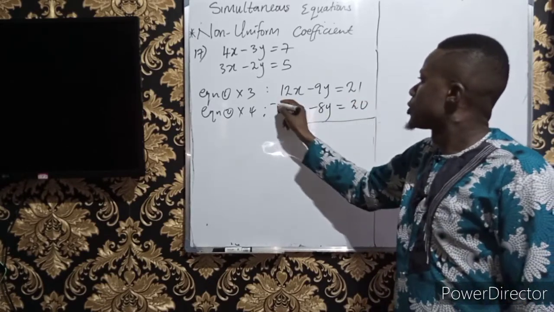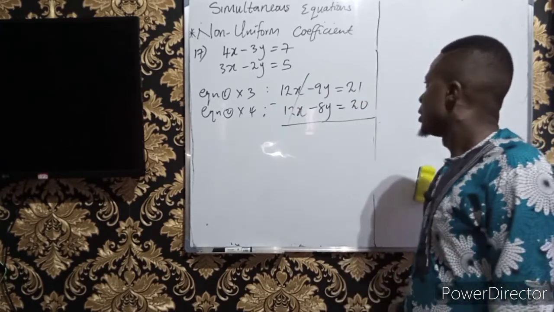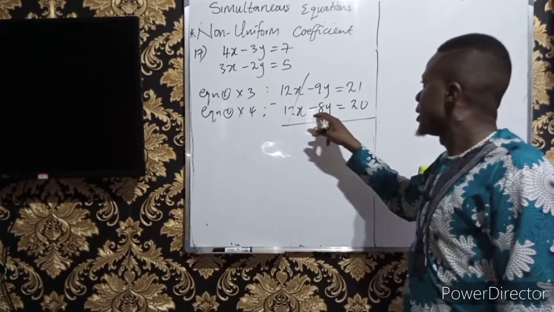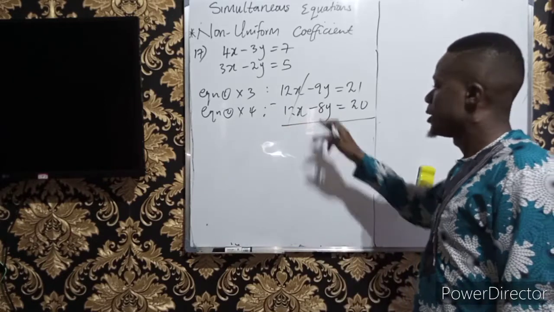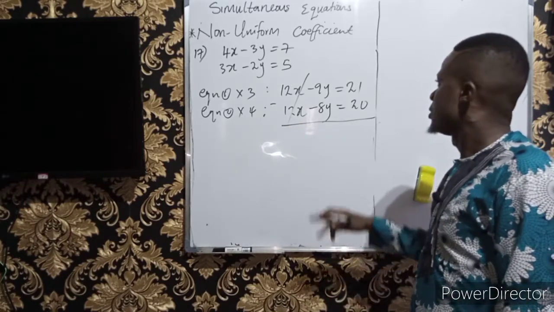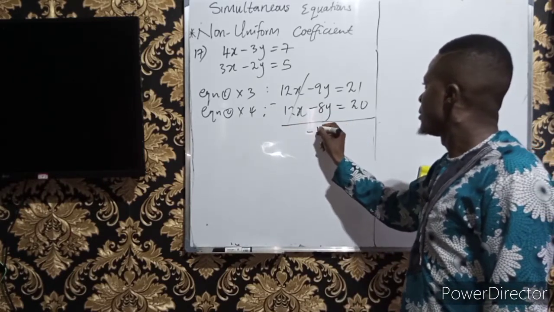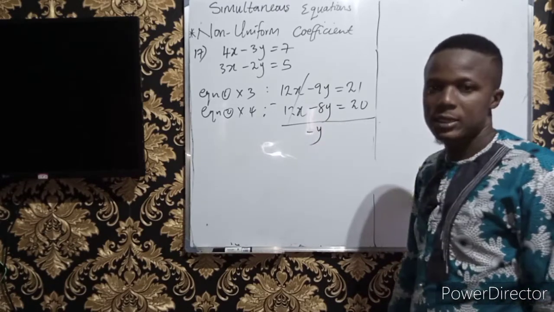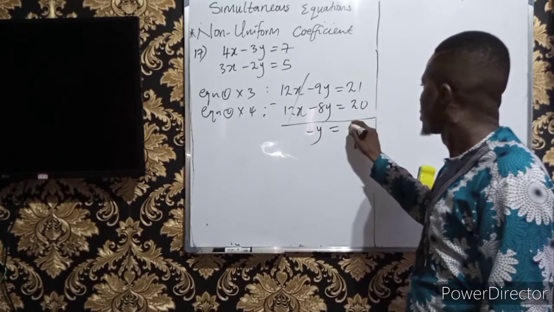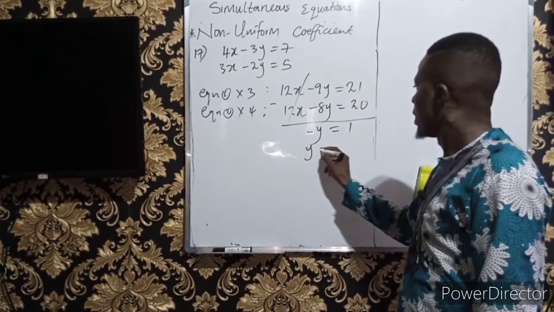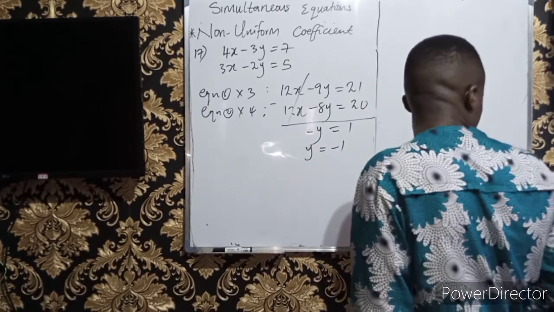So to eliminate, I must subtract. Minus 9 minus minus 8 means minus 9 plus 8 because minus minus is plus. Alright, so minus 9 plus 8 will give us minus y. That is 1y, but we don't write it. Equals 21 minus 20 is just 1. Hence, y is minus 1.